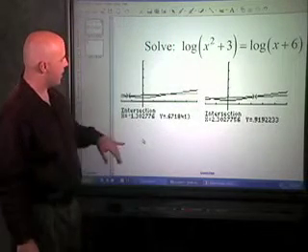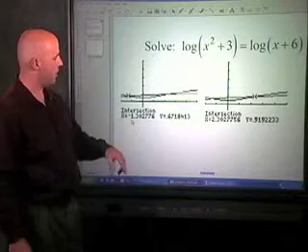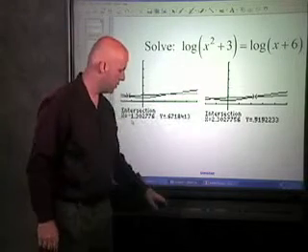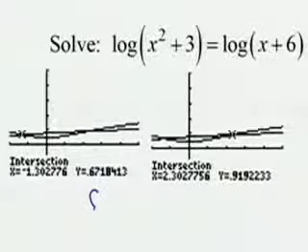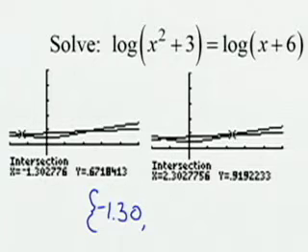So we can see from our graph that we have the intersection points at negative 1.30 and at 2.30. That makes our solution set for this equation negative 1.30, comma 2.30.